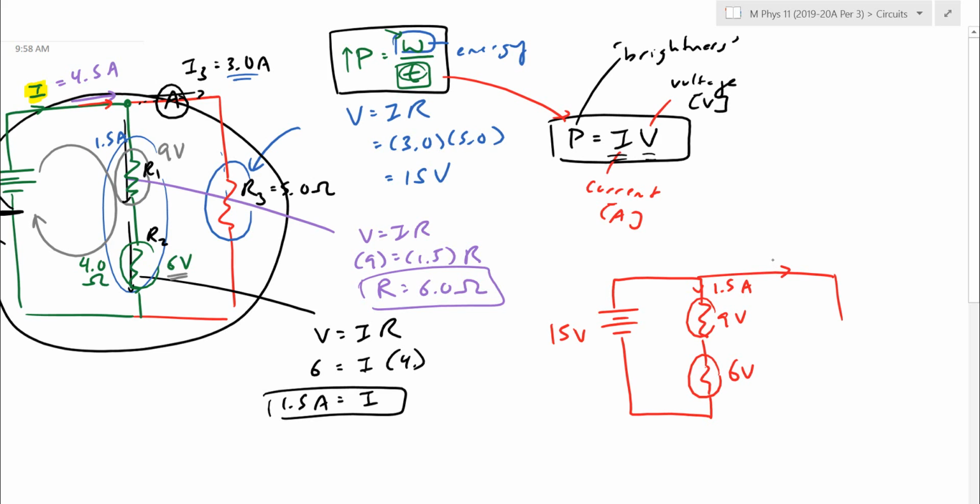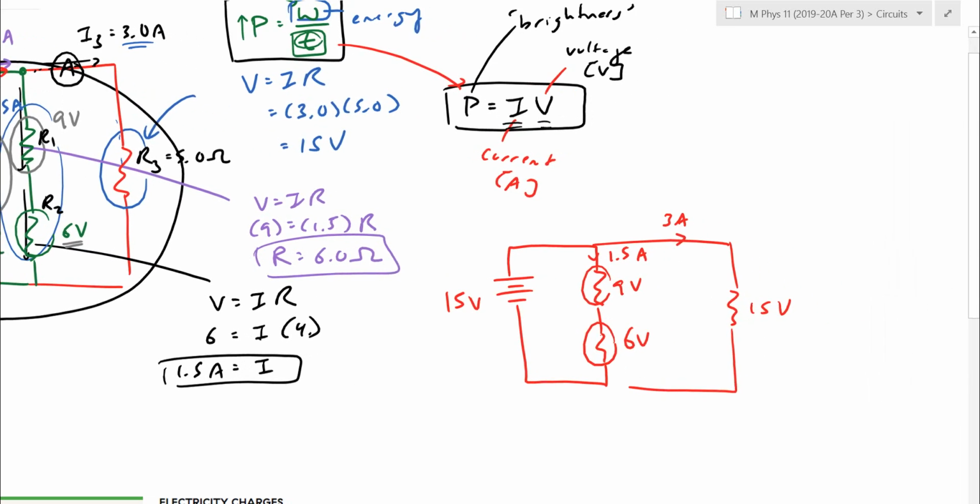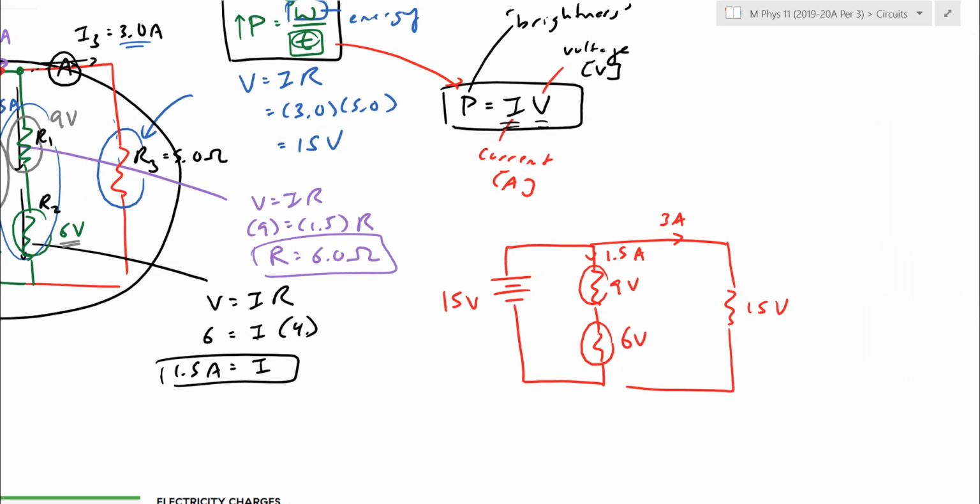Going down the other pathway was 3 amps, going through a 5 ohm resistor, so the total voltage is 15. I had already found these. Because I have an I and a V, I can ask you what is the power at each of these light bulbs. Let's practice going through the formula.